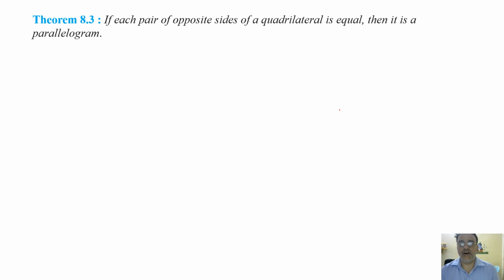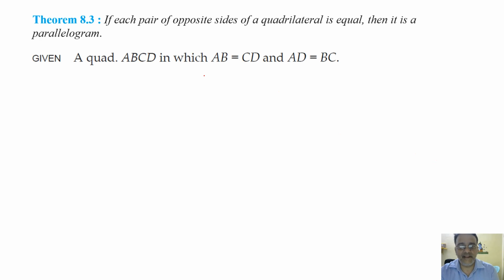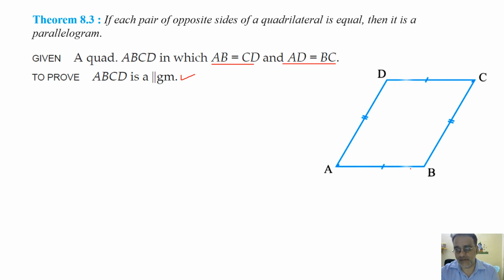If each pair of opposite sides of a quadrilateral is equal, then it is a parallelogram. So this is the converse of theorem 8.2. First we will take a quadrilateral in which opposite sides are equal, and we have to show that quadrilateral ABCD is a parallelogram. So here we will first join AC, right? We will join the AC.